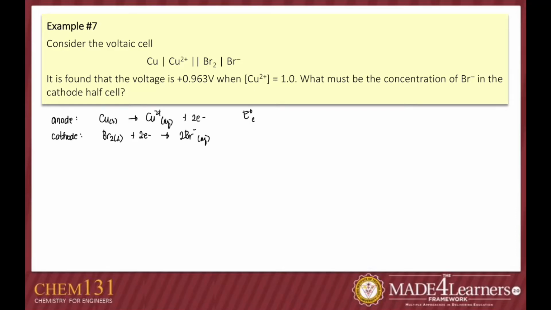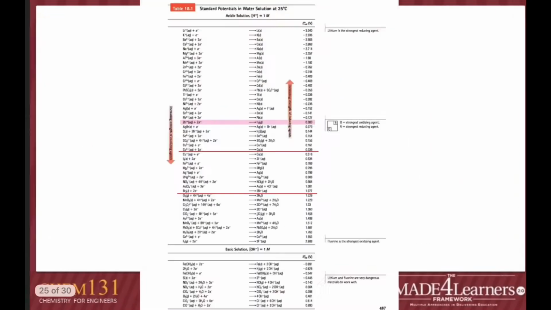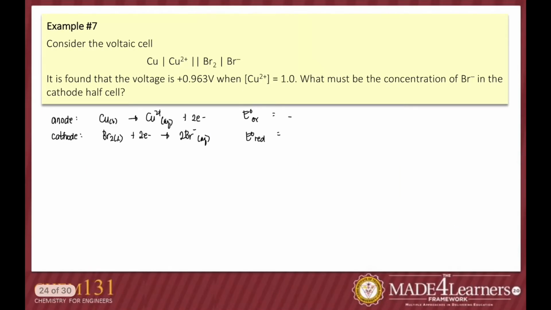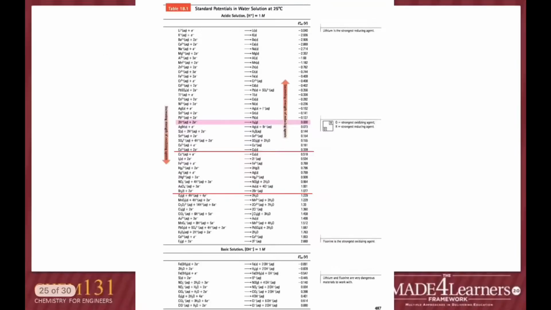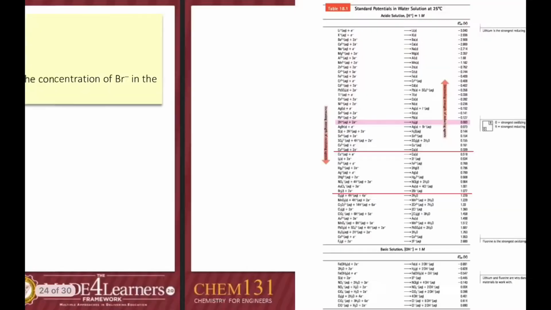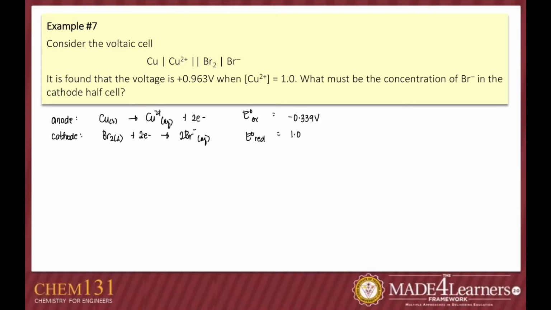So what is the standard oxidation and the standard reduction? We look for them at the table. So for copper, the oxidation is negative 0.339 because we are going to reverse. And for bromine, so take note ha, 0.339 man siya diha. So balik taron, so negative 0.339. Ang sa bromine, it's 1.077 volts.